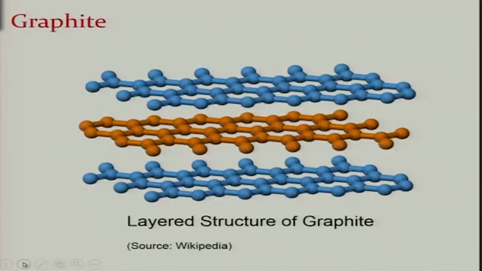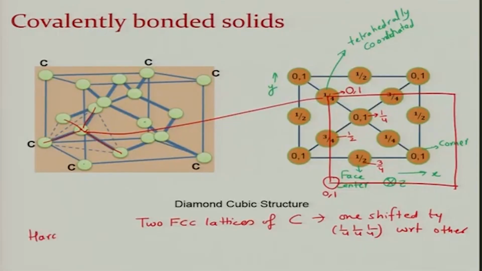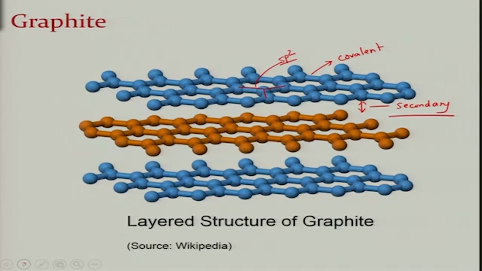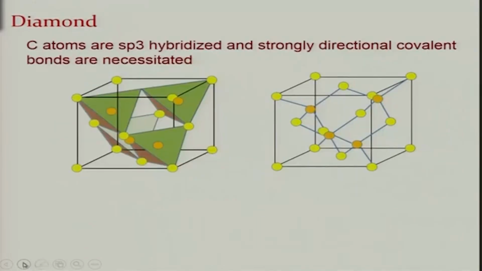You can have graphite in which carbon is bonded to 3 atoms, sp2 hybridized. So, this is covalent bonding within the layer, but between the layers we have secondary bonding. Diamond is very hard because of its directional nature, but graphite is loose. It's a layered material. It's used as a lubricant in many cases. So, this is what we have in terms of diamond. Because of its sp3 hybridization, a strongly directional covalent bonding, diamond is a very hard material.